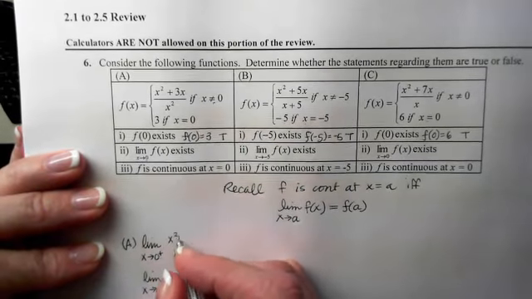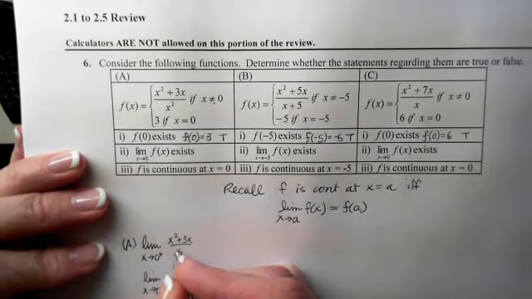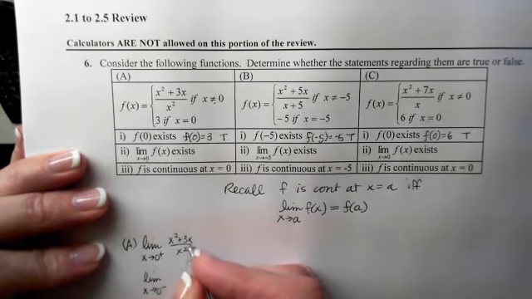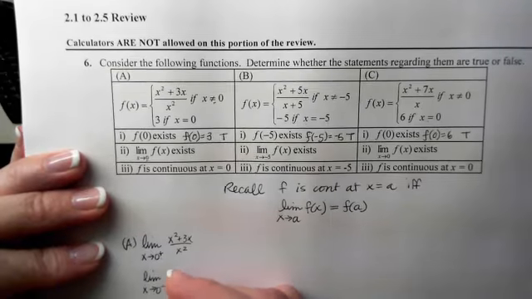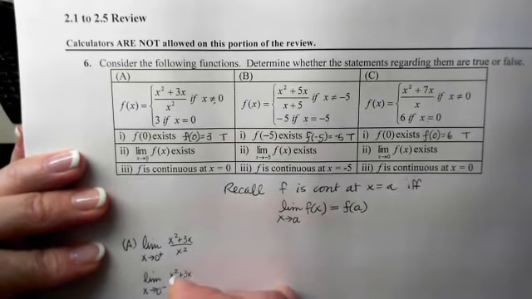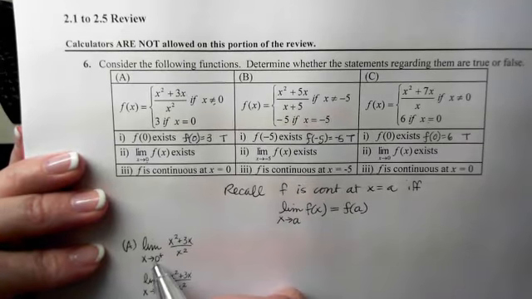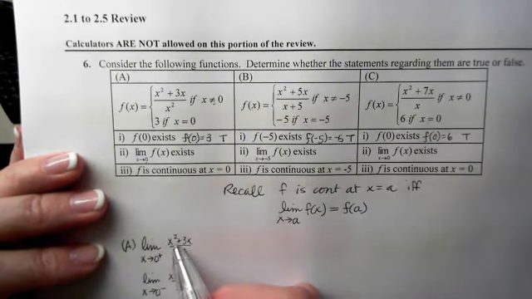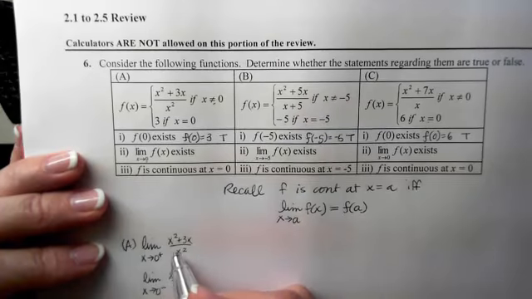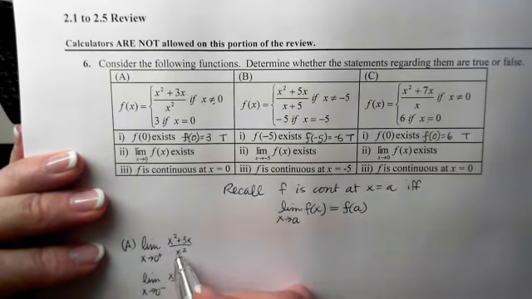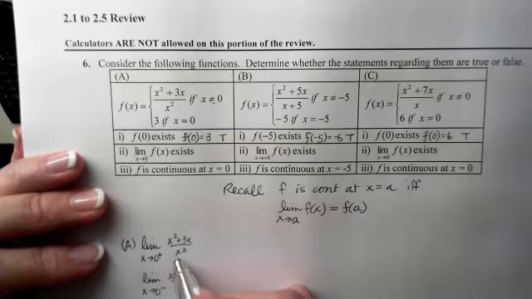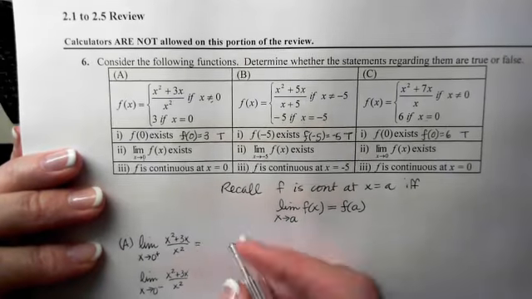So I've got (x squared plus 3x) over x squared for the limit coming from the right, and I have (x squared plus 3x) over x squared for the limit coming from the left. Now, if I plug in 0 right now, we can see that I get a 0 on the top and a 0 on the bottom. So usually that's evidence of a hole. So let's see if we can fix it.